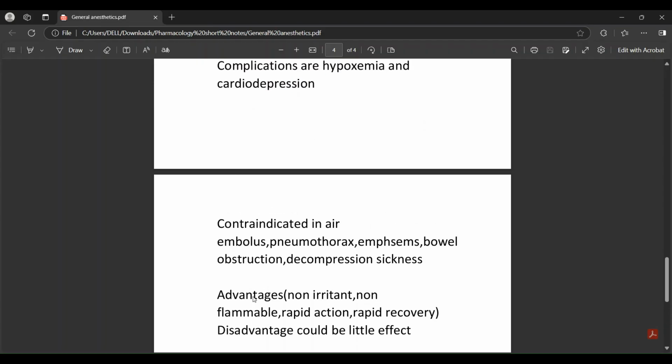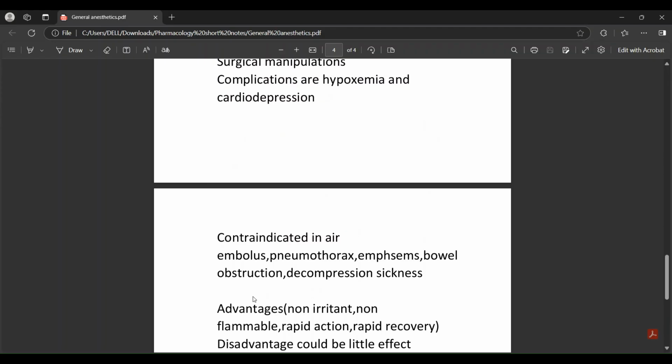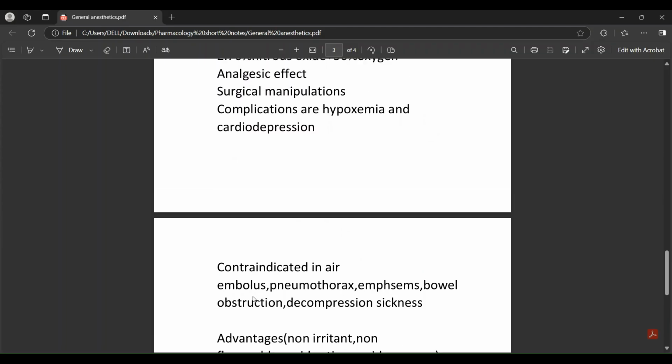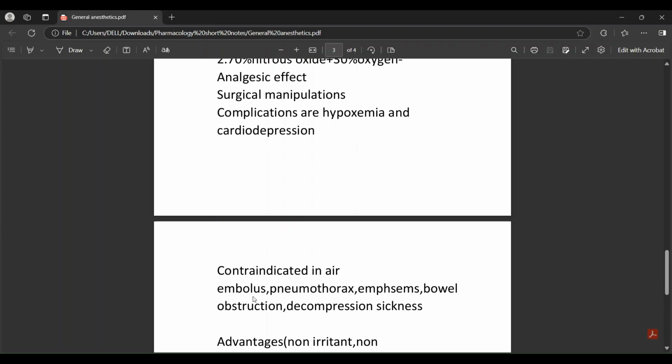If someone asks why we can't use nitrous oxide in pneumothorax, it is because the trapped air will inflate and could worsen the condition. That's also why you can't use nitrous oxide in decompression sickness. Pneumothorax, emphysema, bowel obstruction: do not use nitrous oxide. If a patient has an embolus, do not use it, because the embolus will become bigger in the bloodstream, so more complications.